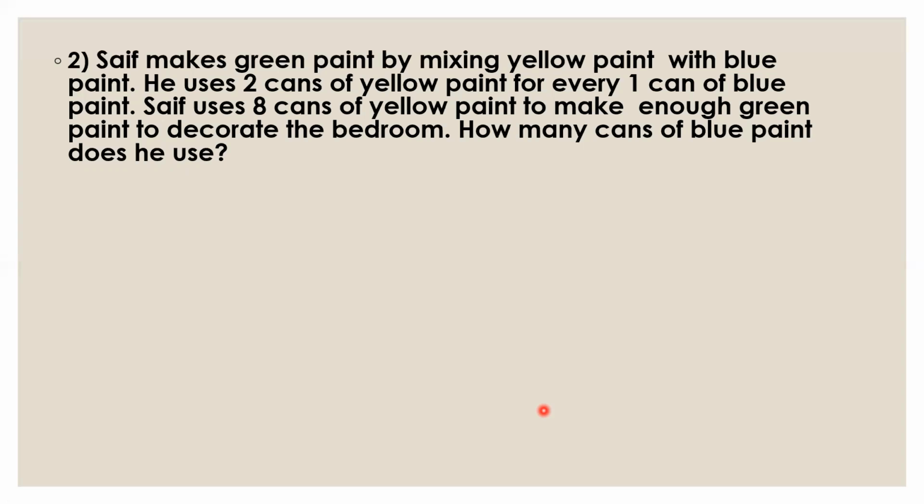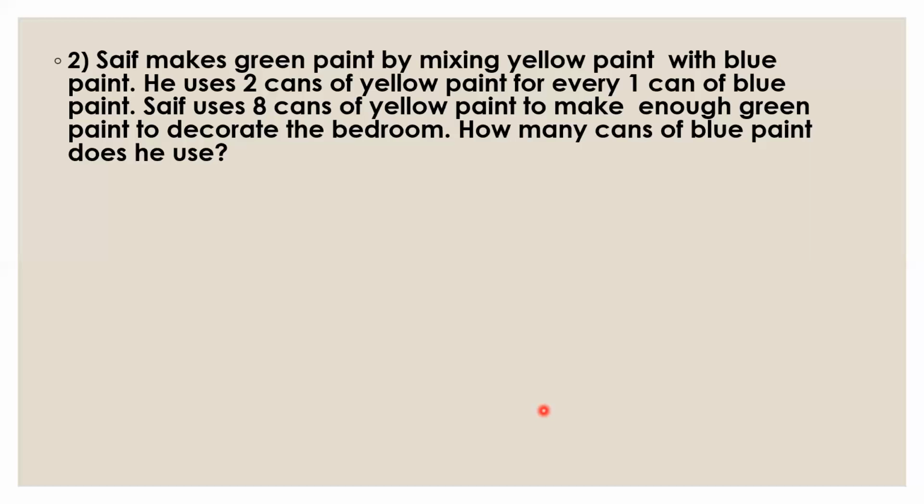The first sentence in the question is, Saif makes green paint by mixing yellow paint with blue paint. So what he tried to say in the first sentence is, he was mixing yellow paint with blue paint, which gives you green paint. So you have 2 color paints, that is yellow paint and blue paint, and you are mixing these to get a green paint. Okay, that much clear?